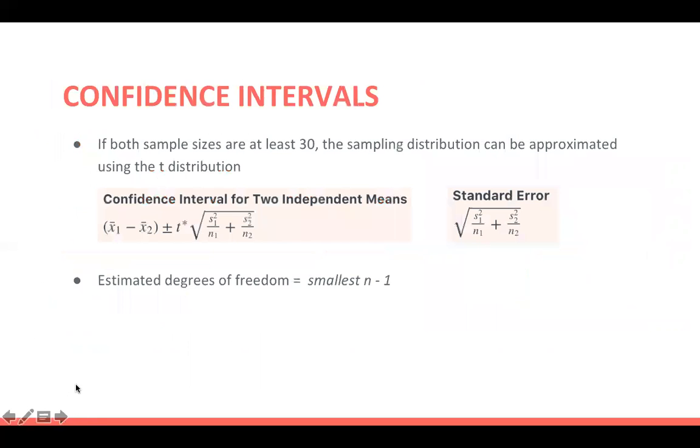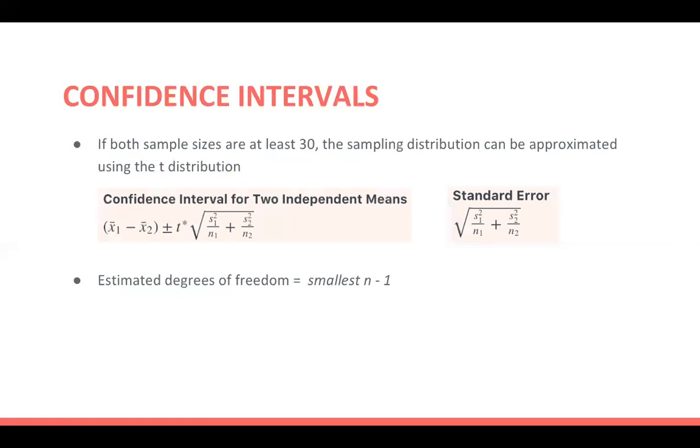So our assumption here is that if both sample sizes are at least 30, the sampling distribution can be approximated using the t-distribution. So our confidence interval for 2 independent means is x bar 1 minus x bar 2 plus or minus t star times our standard error. The standard error for 2 independent means is the square root of the first standard deviation squared over the first sample size, plus the second standard deviation squared over the second sample size.